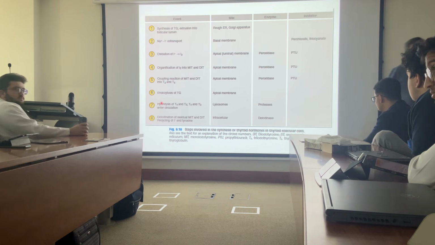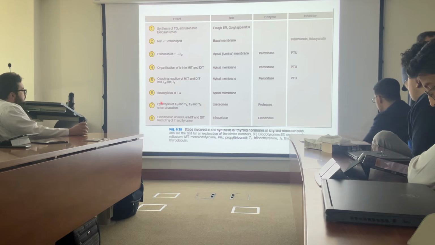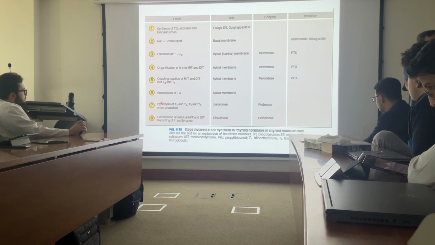So both DITs combine to form T4? Yes, when two DITs combine, it is going to give rise to T4. And those are part of thyroglobulin? Yes, the MIT and DIT. Yeah, yeah.